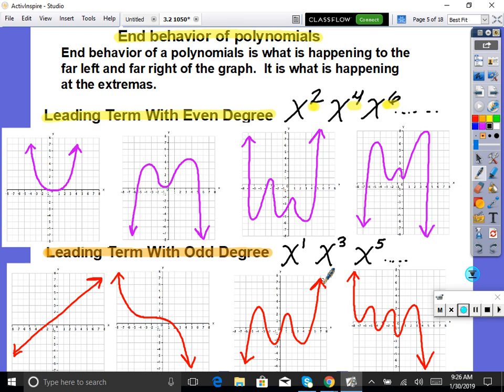Evens will have up and up or down and down, and odd degrees will have down and up or up and down. Now if you had to guess, what do you think makes something up and up versus down and down? Just a guess. Positive or negative? Yes. So you're saying, with a quadratic, what flips it to a down and down? A negative. So this will have a positive leading coefficient. This would have a negative leading coefficient. Positive leading coefficient. Negative. Do you guys see? Okay, awesome.